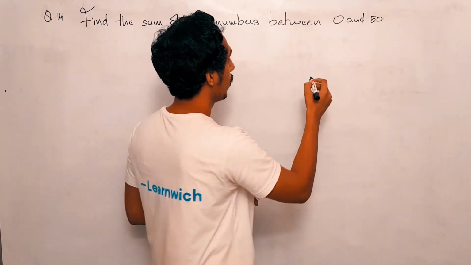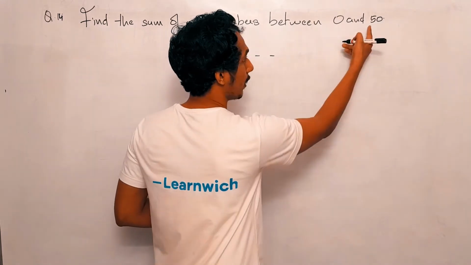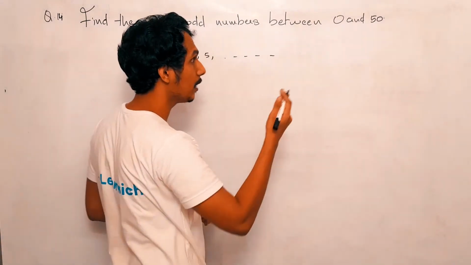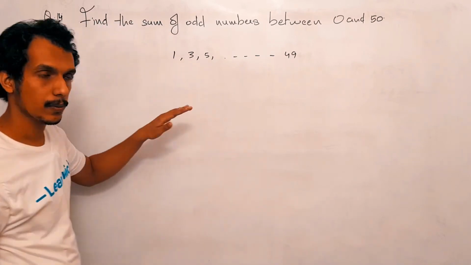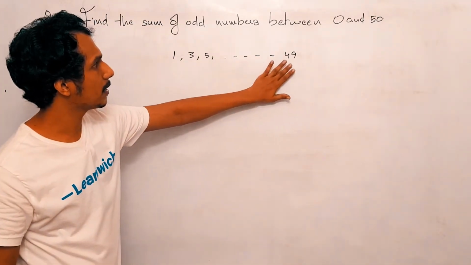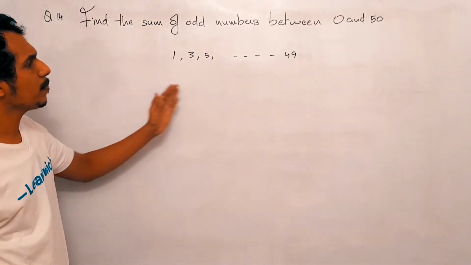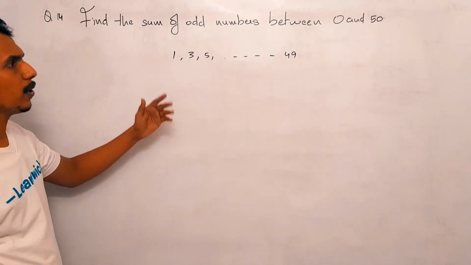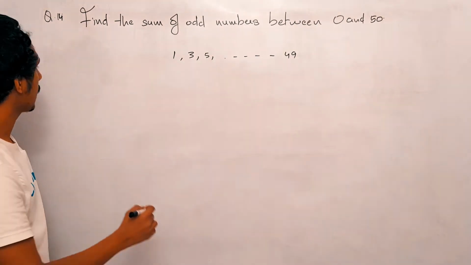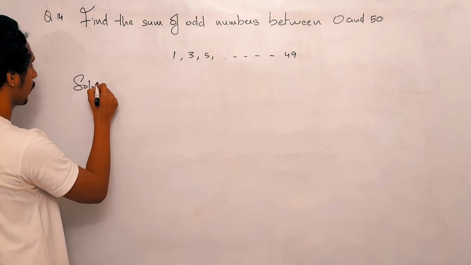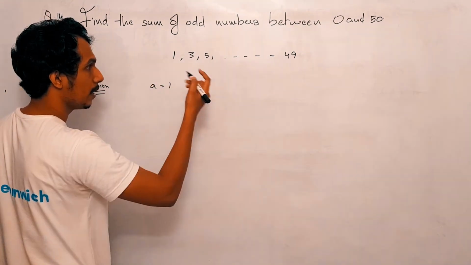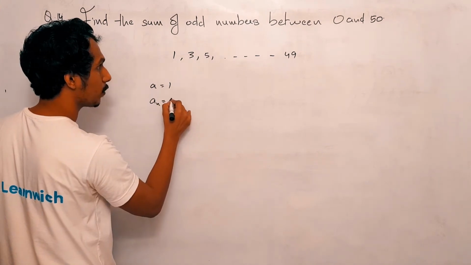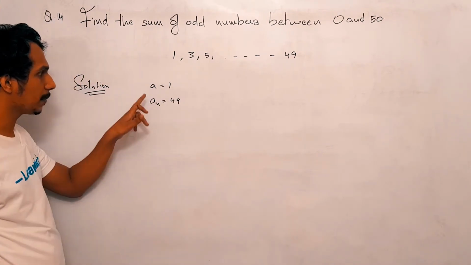Up to, you cannot take 50 because 50 is an even number. It has to be less than 50. So the odd number less than 50 is 49, right? How many such numbers will be there? How many odd numbers are here? Okay, let's write the given data. What is given? We have A equal to 1 and AN equal to 49. We have the first term and the last term.